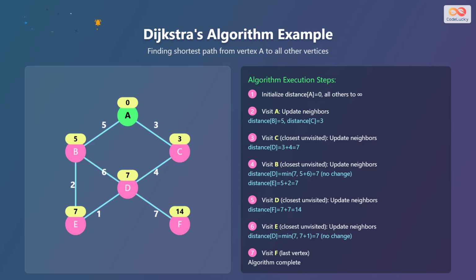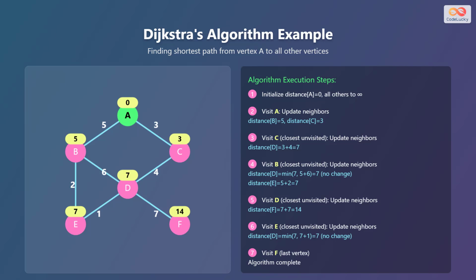Next, we visit C, which is the closest unvisited vertex, and update its neighbors. The distance to D is updated to 7, which is 3 plus 4. Then we visit B and update the distances to its neighbors. The distance to D remains 7 because 5 plus 6 is greater than the current distance. The distance to E is updated to 7.